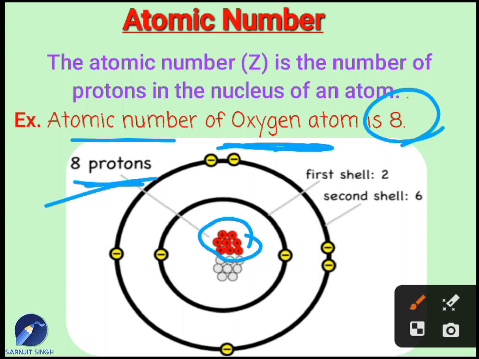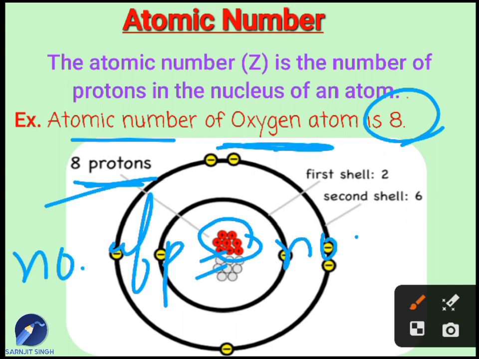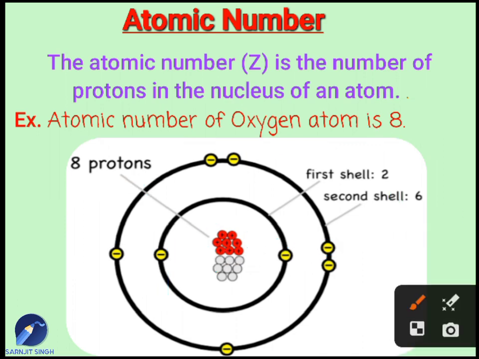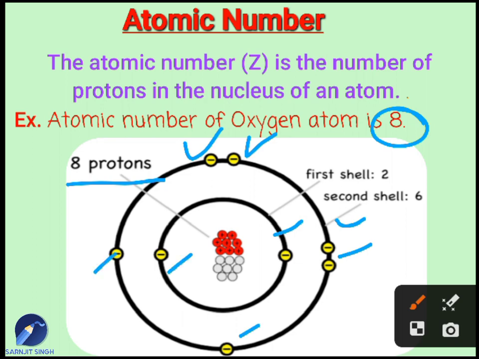And for a neutral atom, the number of protons is also equal to the number of electrons. It means if the atomic number is 8, then how many protons are there? 8. How many electrons are there? There are also 8. You can count 1, 2, 3, 4, 5, 6, 7 and 8. But that is for a neutral atom. If there is a cation or anion, then the number of electrons may vary. For a neutral atom, the number of protons and the number of electrons are the same.